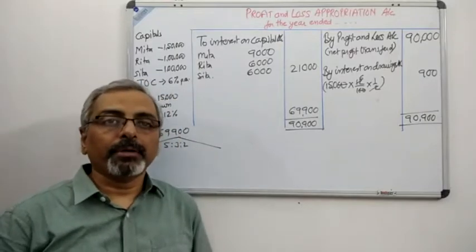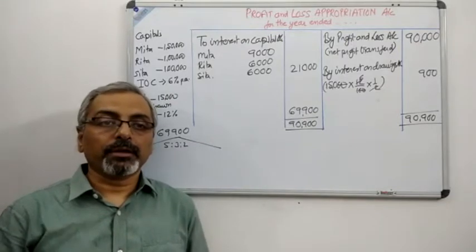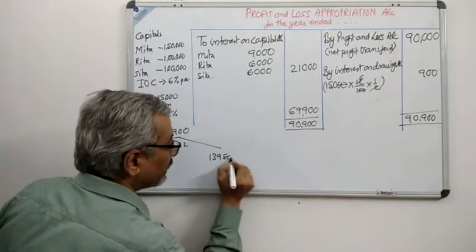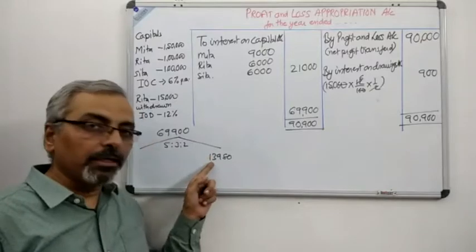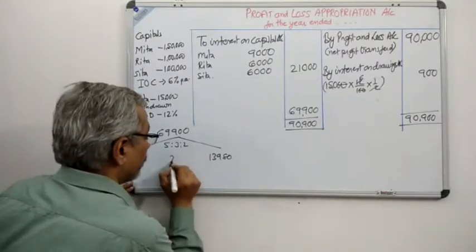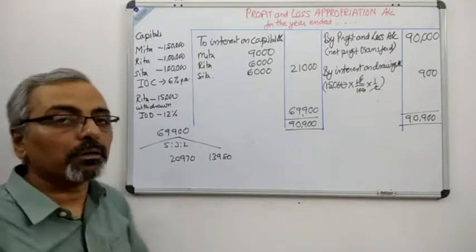69,900 divided by 10 gives you 6,990. So 6,990 into 2, the first partner will get 13,980. Now 13,980 divided by 2 multiplied by 3 will give you a figure of 20,970. That is the share of second partner Rita.